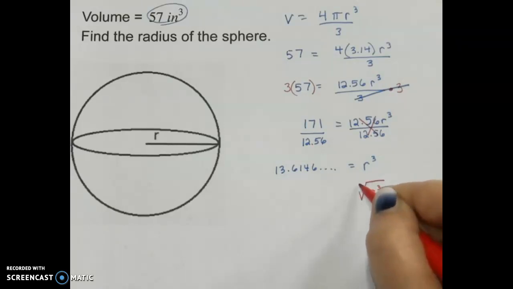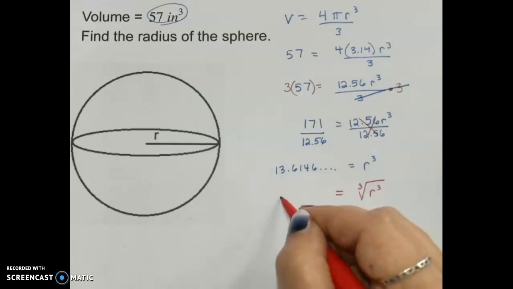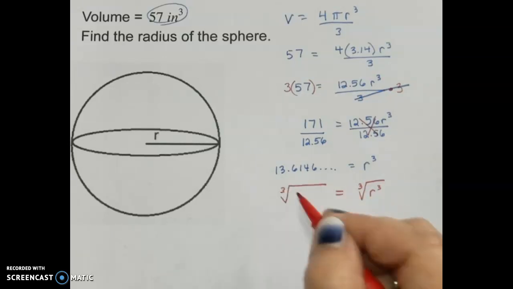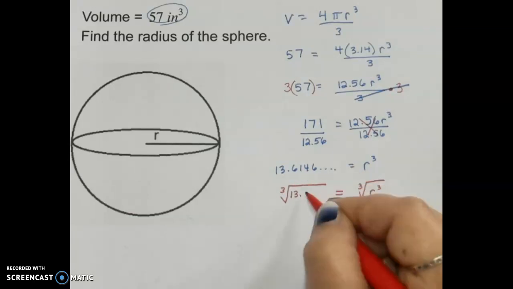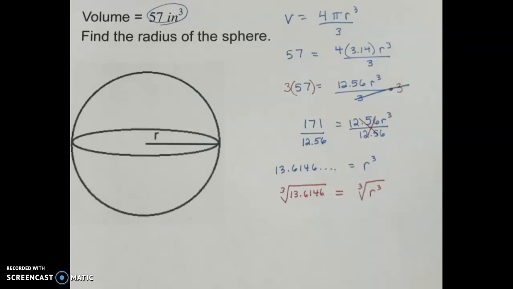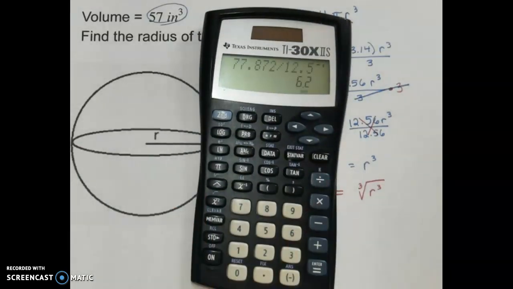The cube root is written like a square root, but inside that little check area, we need to put a 3 so that we know we are cube rooting, not square rooting. We're going to do the exact same thing. We're going to cube root on the left, and we're going to figure out the cube root of 13.6146. Now, many of you have probably not done cube root on your calculator, so I am going to demonstrate how to do that on this calculator.